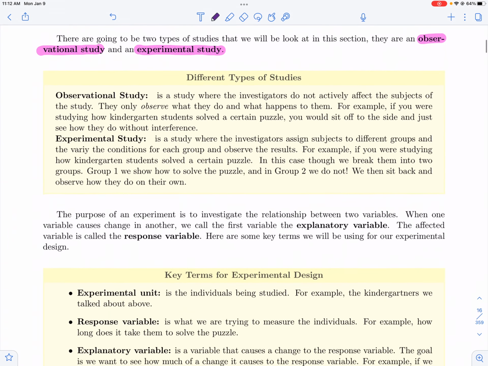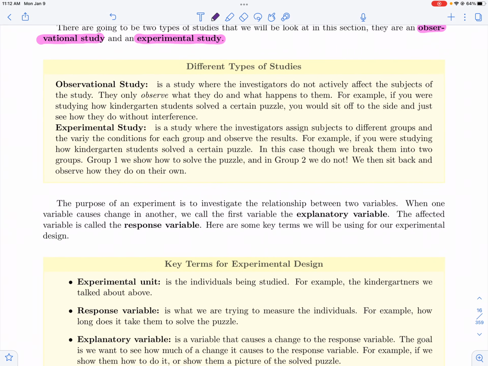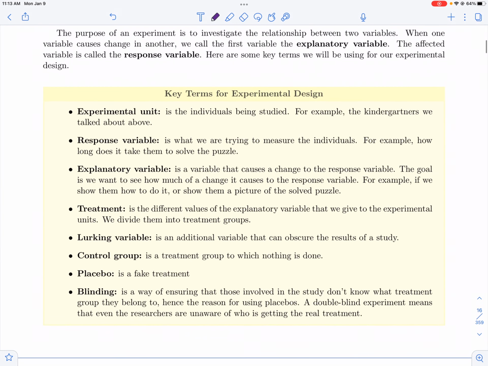So hopefully what we're trying to do in our experiment is to investigate the relationship between these variables. When one variable changes, does it change the other variable? Our two different variables are going to be our explanatory variable, and the affected variable is called the response variable. Here we're going to use some different terms for each of these ideas. Our experimental units are the actual individuals that are being studied. For example, in our case above, it was the kindergartners that we talked about.